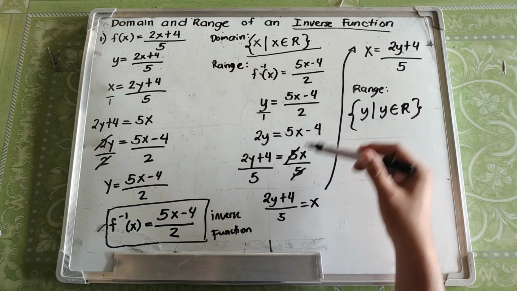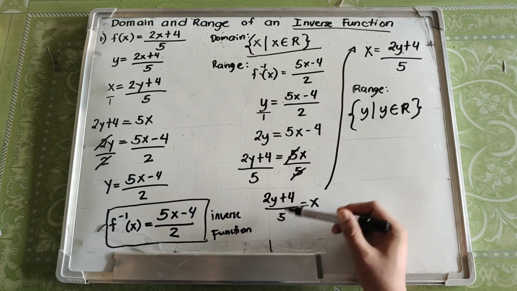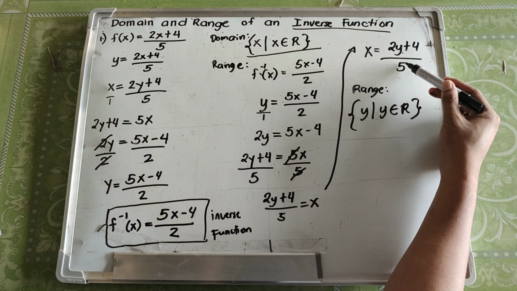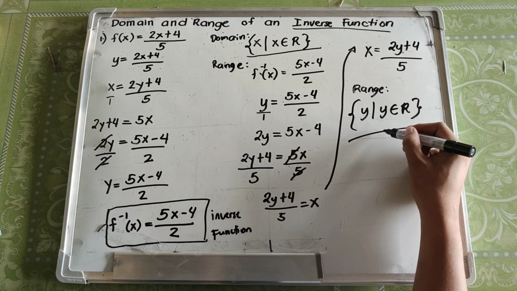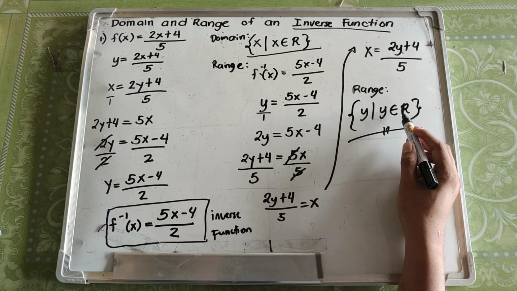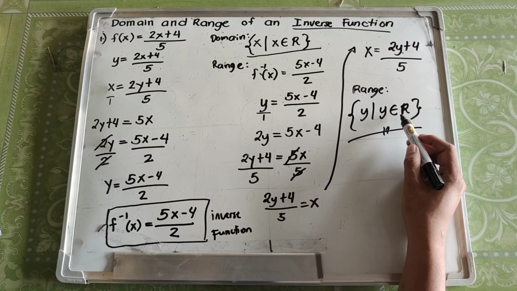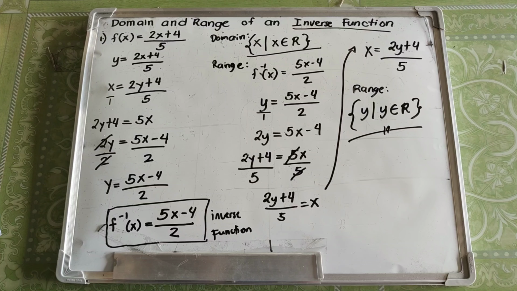On the other hand naman, in getting the range, this is our equation for range. So, our denominator is 5. So, walang value, walang y dito. Ibig sabihin, walang value ni y that can make the denominator 0. So, ibig sabihin din, our range is all real numbers, or y such that y are the elements of all real numbers.